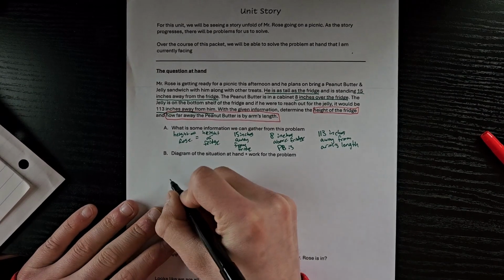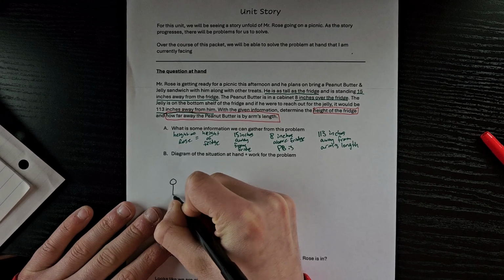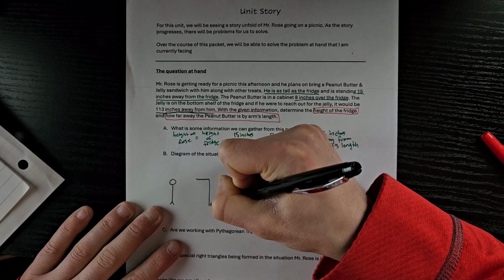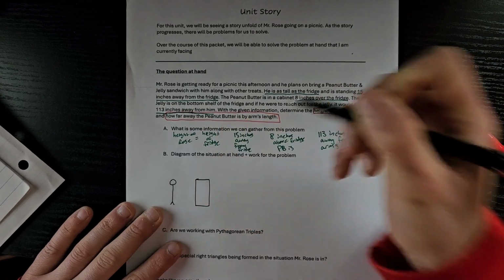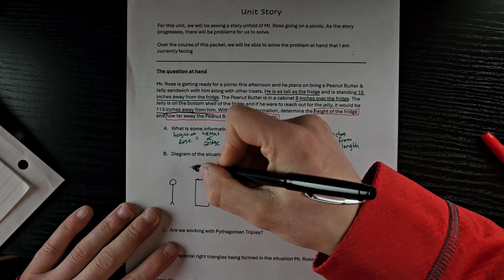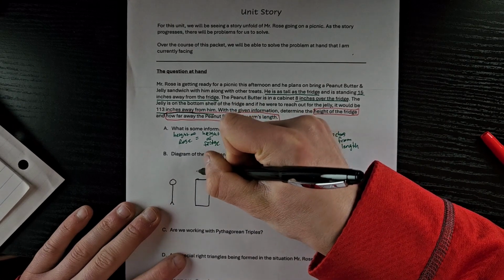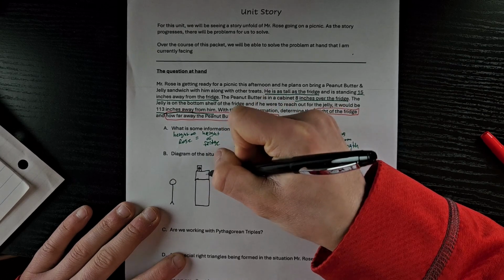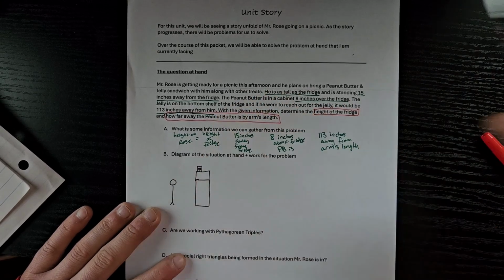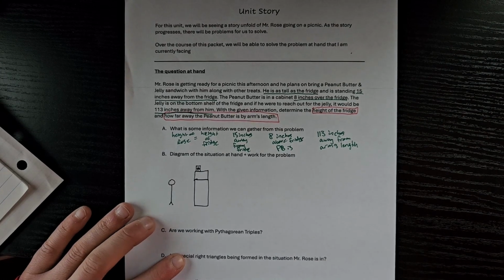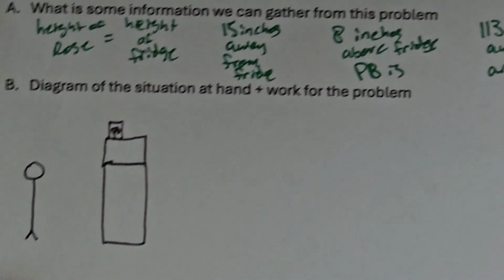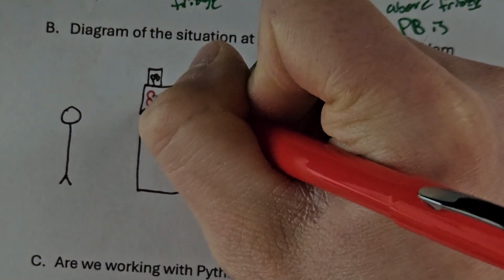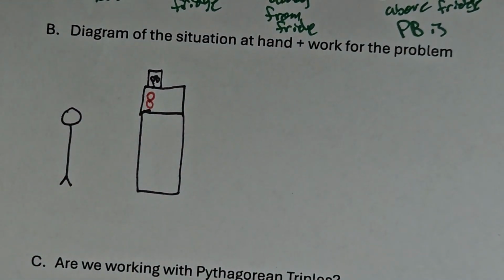So, drawing out this diagram, let's just say I'm right here, and the fridge is my height. So we can draw a block right here. Same height, given. There is a shelf above here that houses the peanut butter. PB. We know that this shelf is 8 inches. And I'll zoom in now, so you can actually see what I'm drawing better. We know that this is 8 inches above.